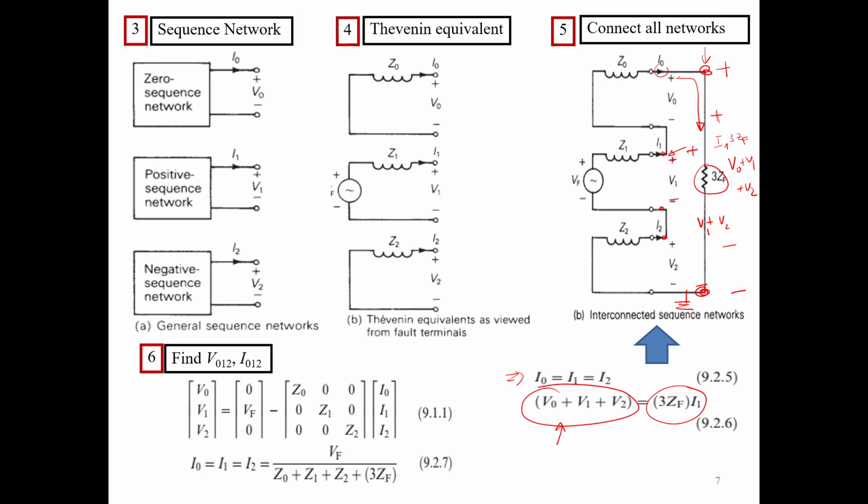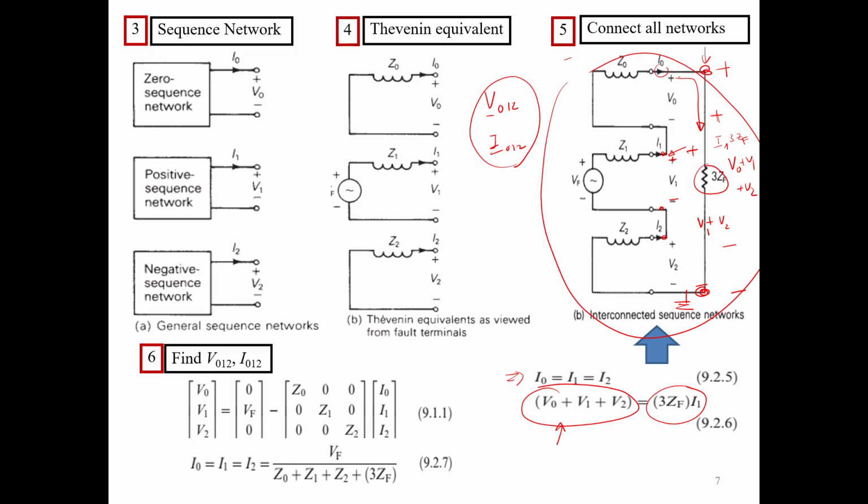Now once you analyze this, if you know the circuit in number 5 over here, you could analyze all the parameters. You can find voltage, you can find currents, right? Once you solve this circuit, you will get the sequence quantities, V012, I012. All these are in sequence quantities.